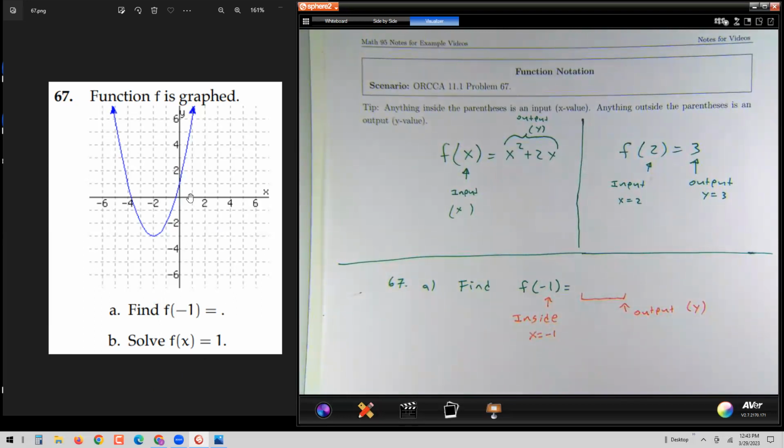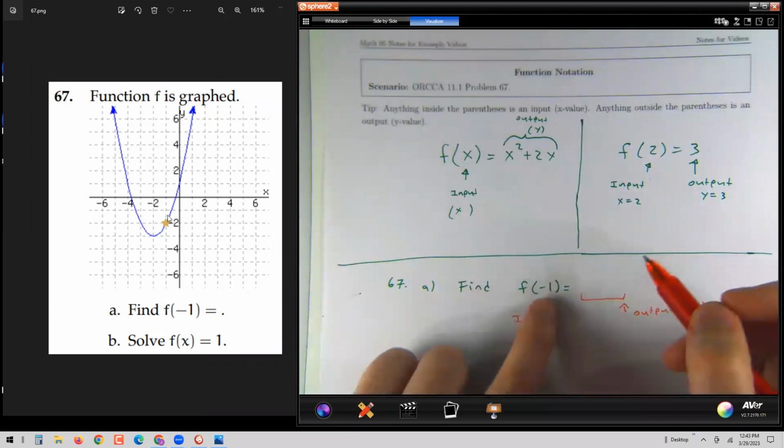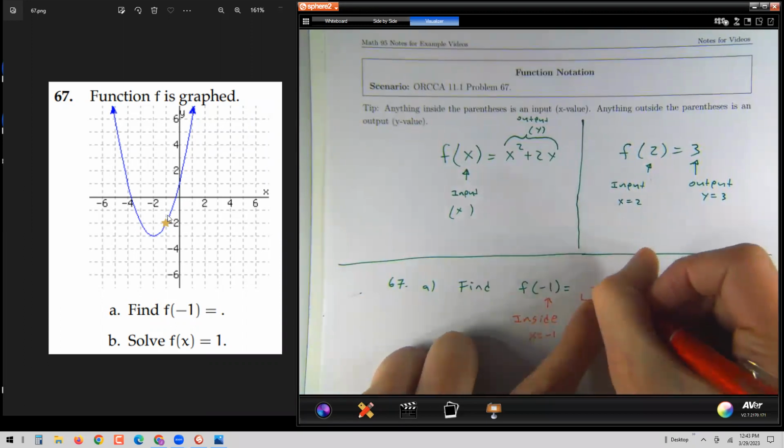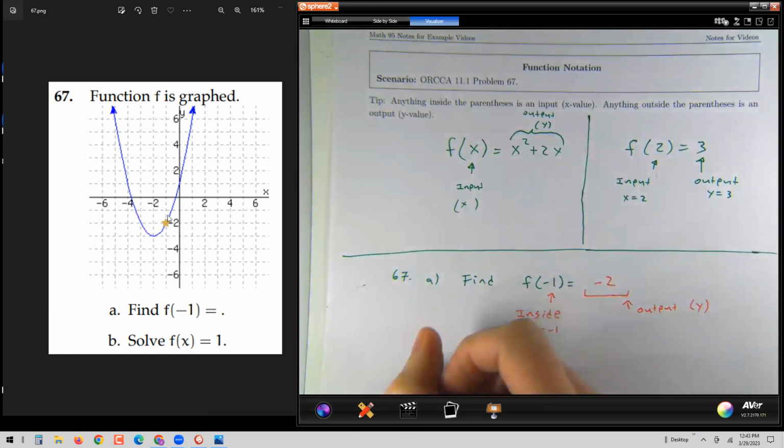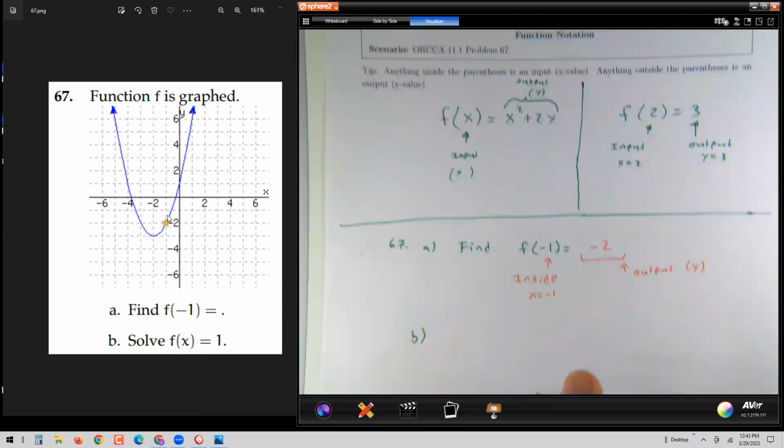So on my graph, I'm going to go to x of -1, and I'm going to go down until I meet this spot on my graph. So in this case, that looks like that's going to happen right here. I have an x value of -1. I have a y value of -2. So I have an input of -1. My answer is -2. Let's see how that would be different if they tell us solve.